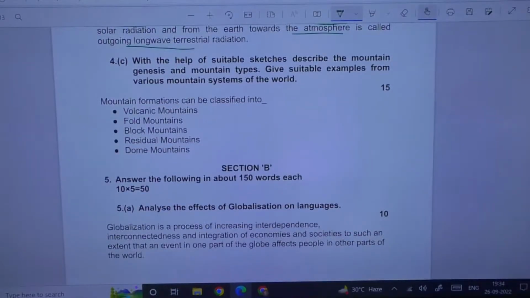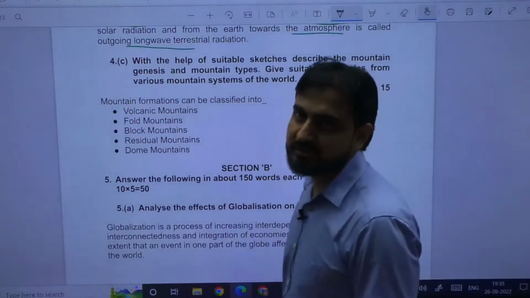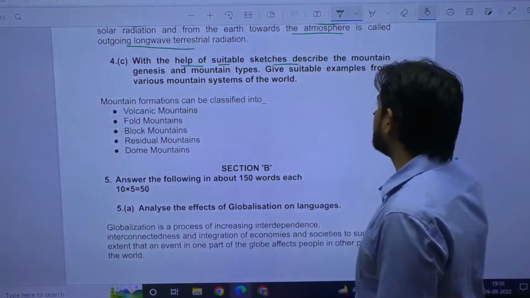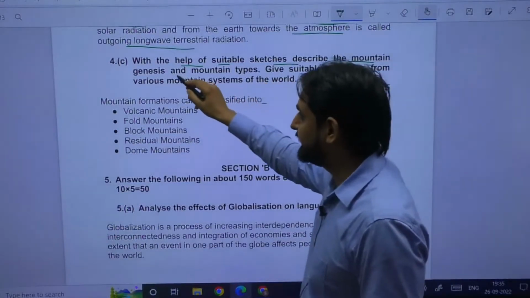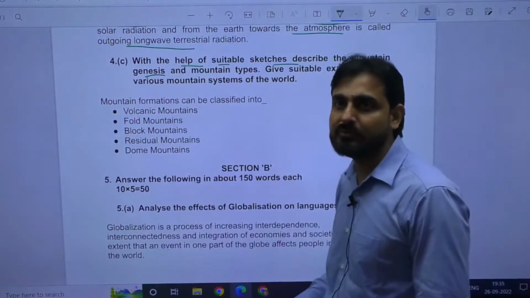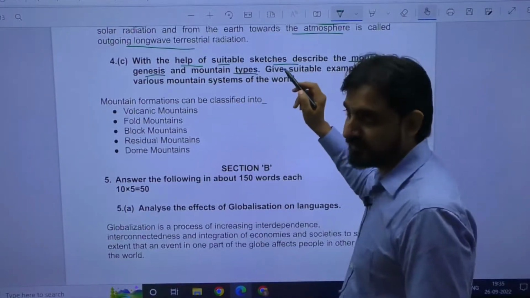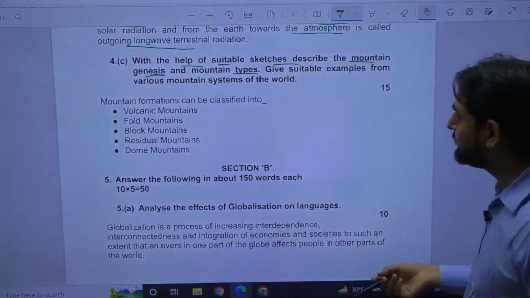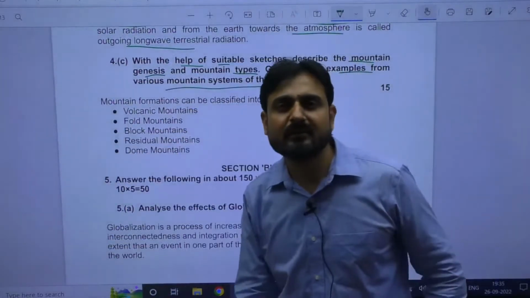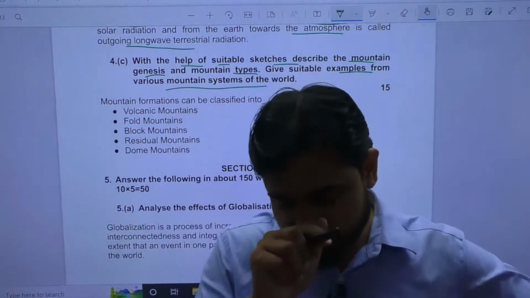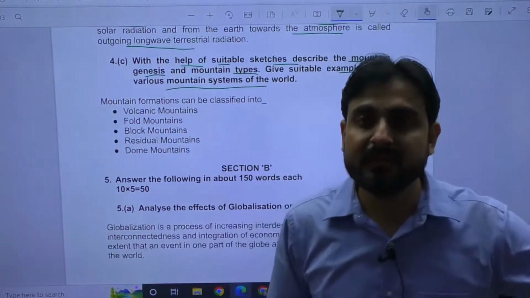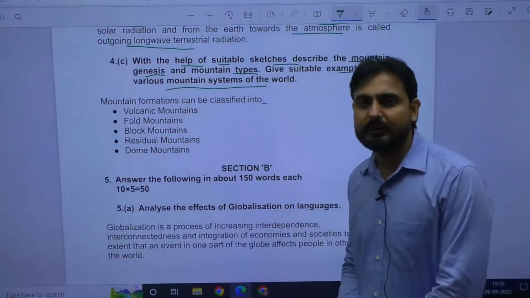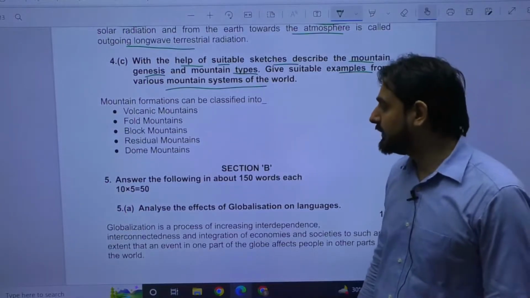So for the last question of section 4, with the help of suitable sketches, you need to draw something. Describe the mountain genesis. You need to describe different mountain genesis and types of mountains. Give suitable examples from various mountain systems of the world. You can give any example, maybe Himalaya, maybe Ural mountain, maybe Andes, maybe other mountains, whatever you feel suitable.